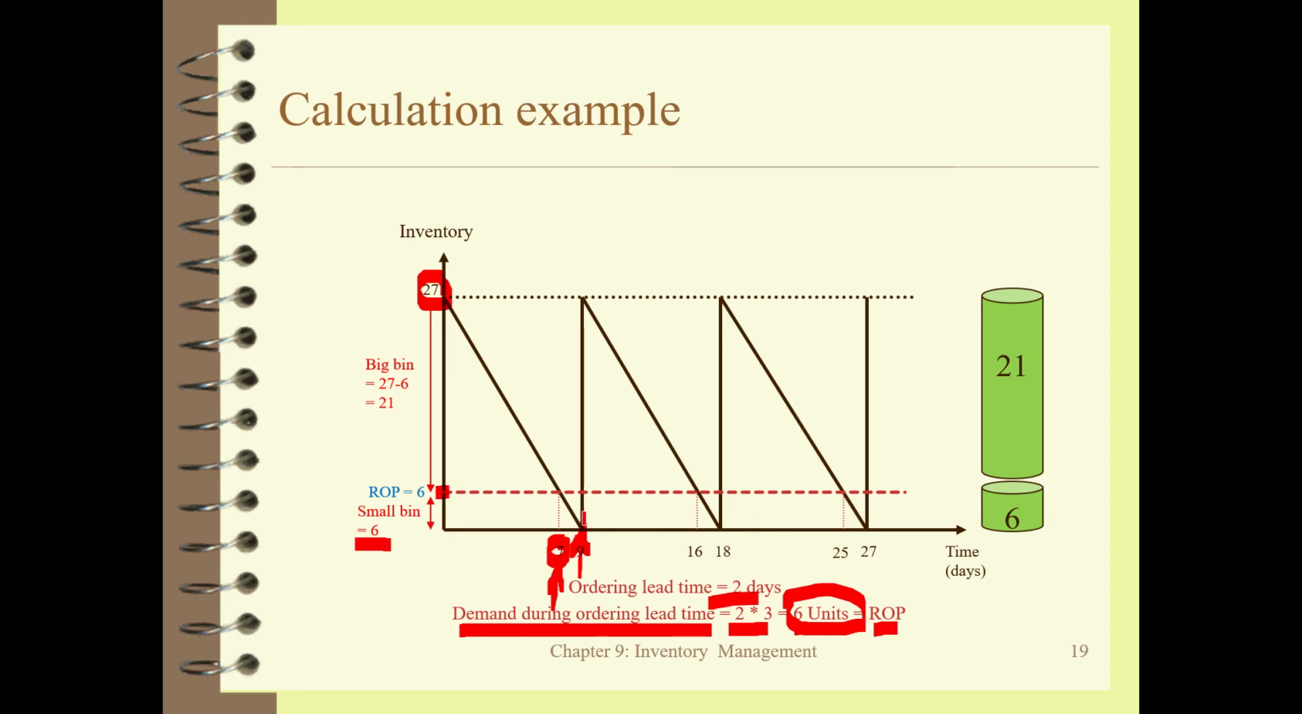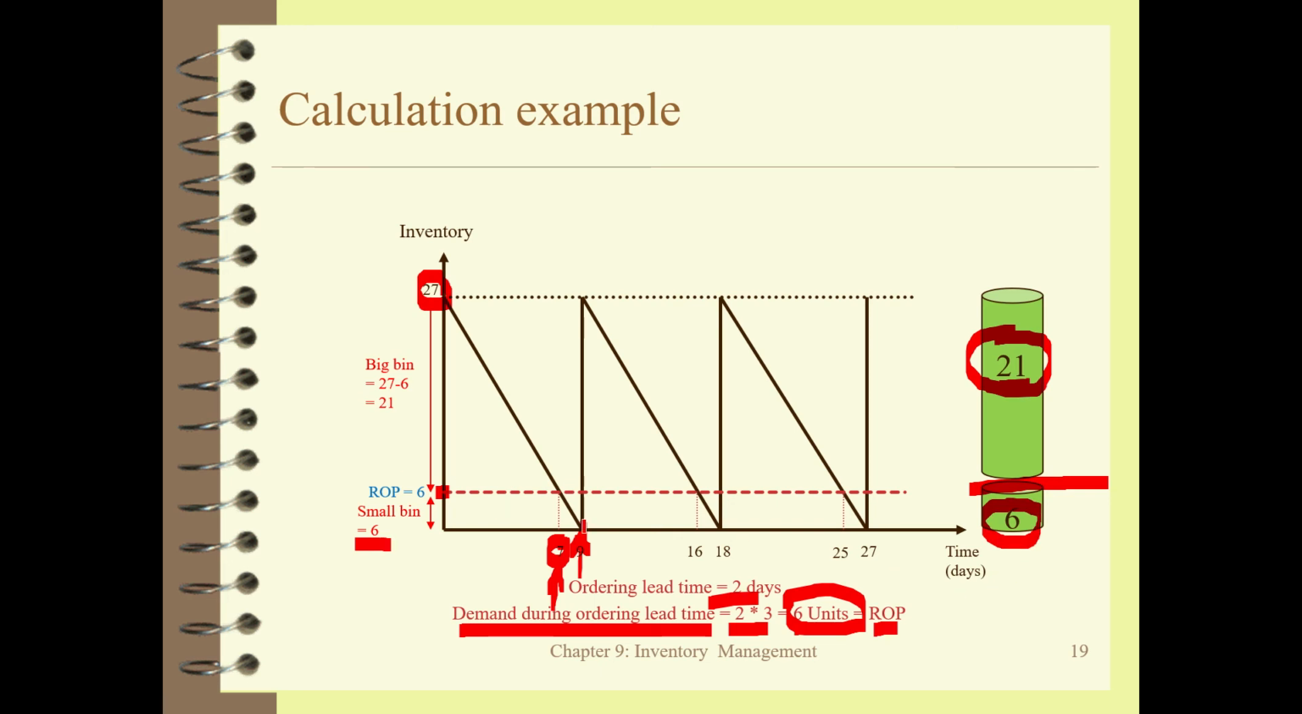So according to this picture, whenever the stock comes to finish, you know that you have 27 here, and you know the small bin is 6. You put 6 here. So 27 minus 6 is 21. This is the amount in the big bin. So the big bin has 21 items, and the small bin has 6 items.